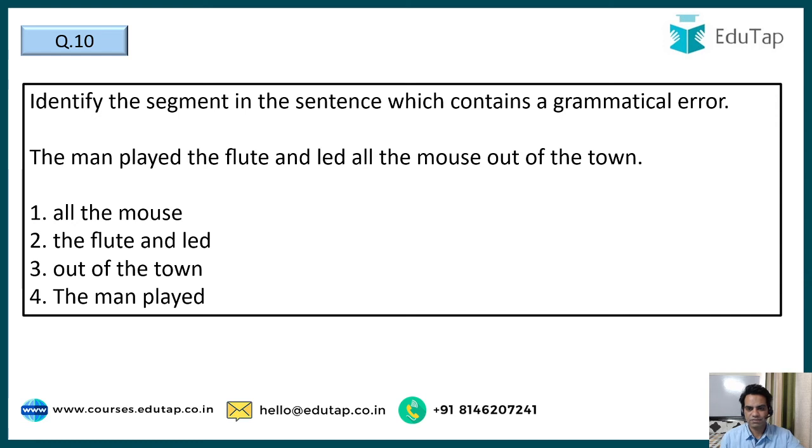Next question, guys. Now we have to find again the grammatical error in the sentence. The man played the flute and led all the mouse out of the town. I'll read the question again. The man played the flute and led all the mouse out of the town. I have found the error, guys. See, the plural of mouse is not mouses, it is mice. So, the man played the flute and led all the mice out of the town. So, the correct option is option number 1. It should be mice, not mouse or mouses.